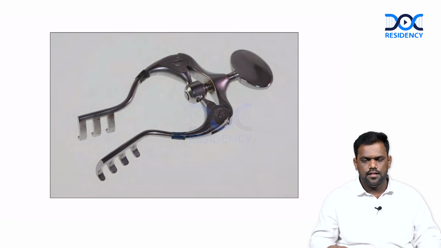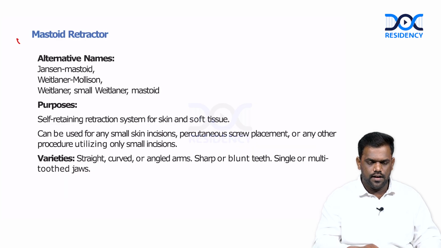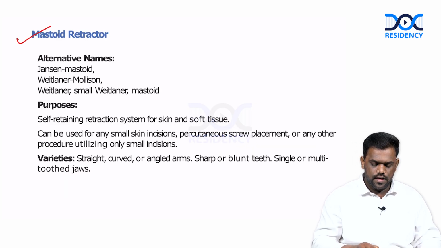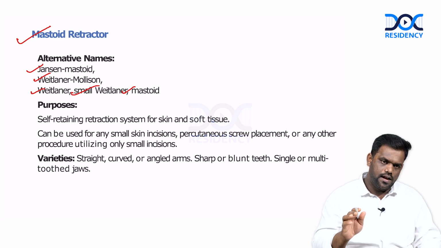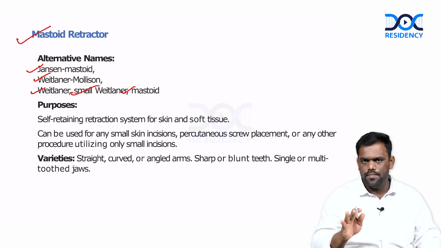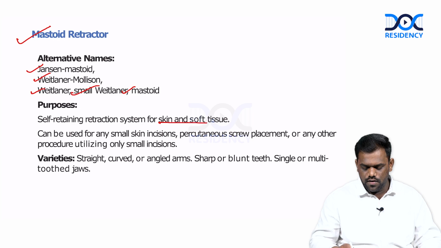Identify this retractor. It is called the mastoid retractor. The alternate names are Jansen mastoid, Weitlaner, Mollison, Weitlaner and Sommer, or simply called a mastoid retractor. As we all know, this mastoid retractor is commonly used to retract tissues, and it is a self-retaining retraction system for skin and soft tissues.